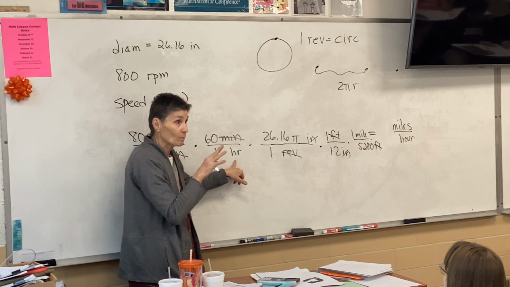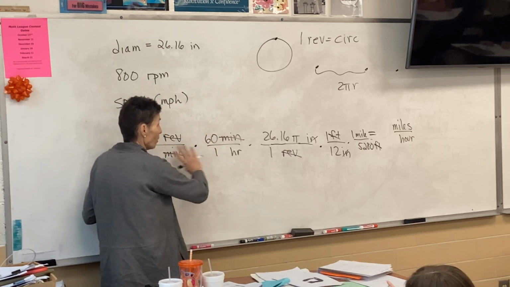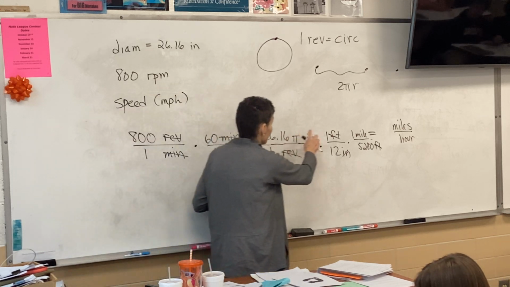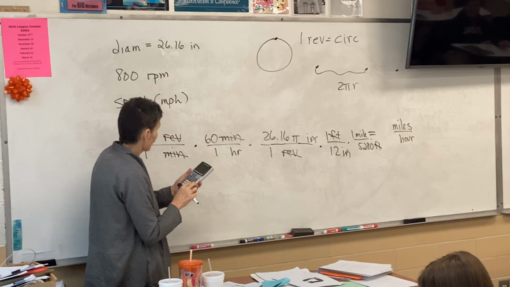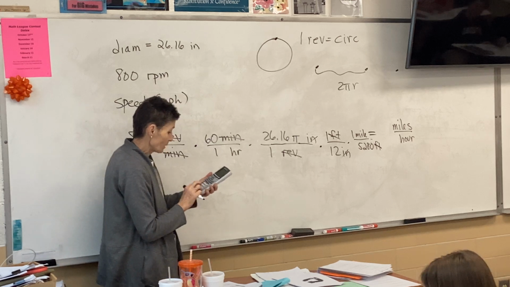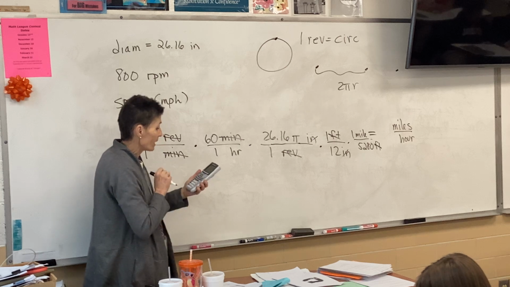All right, so now we're ready to type it in. This is all multiply here on the top, so I'm gonna multiply all these numbers together. So that's gonna be 800, times 60, times 26.16 pi.